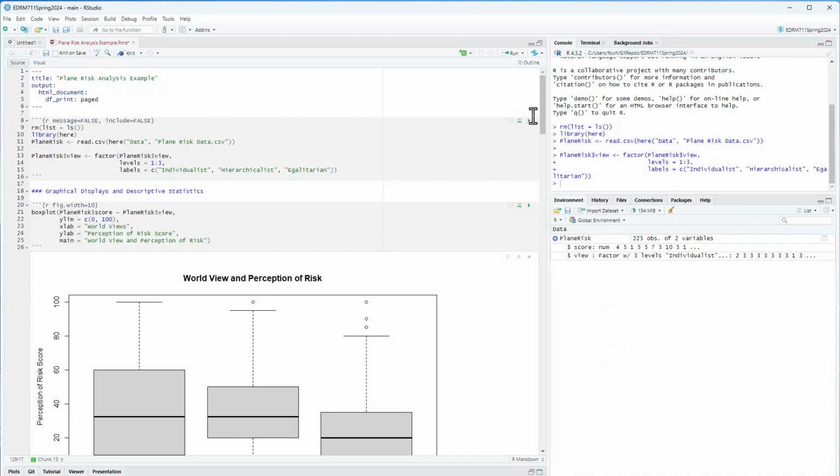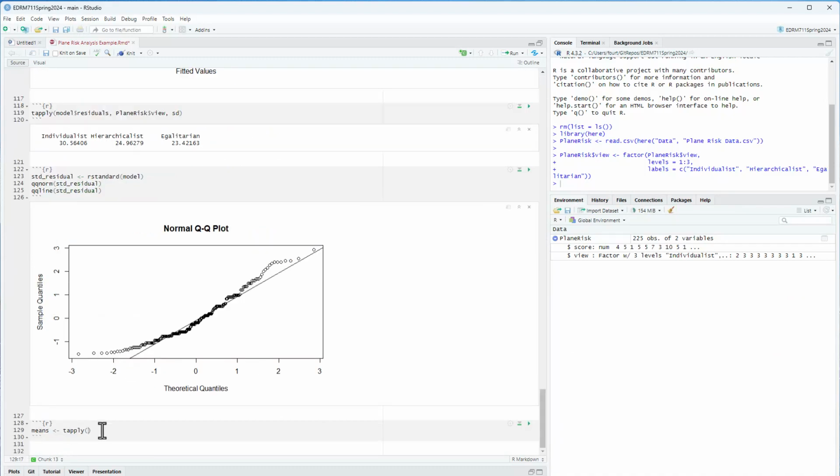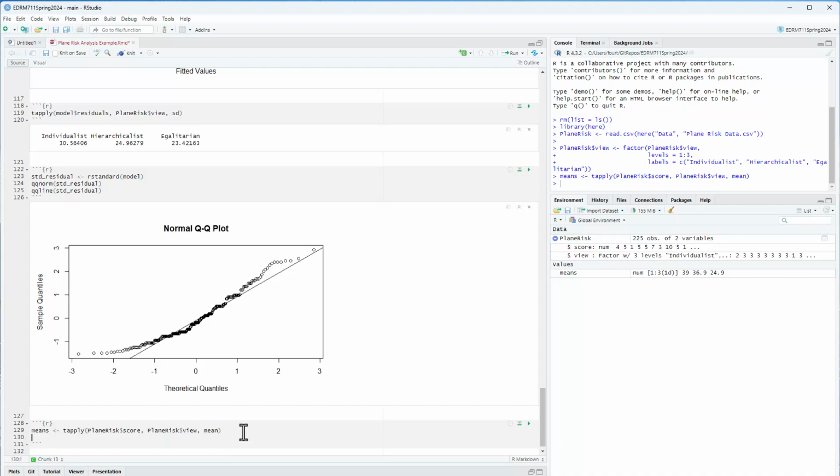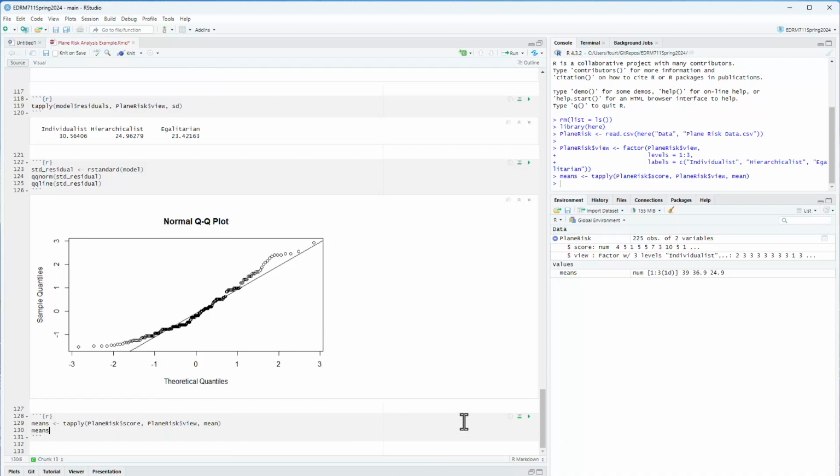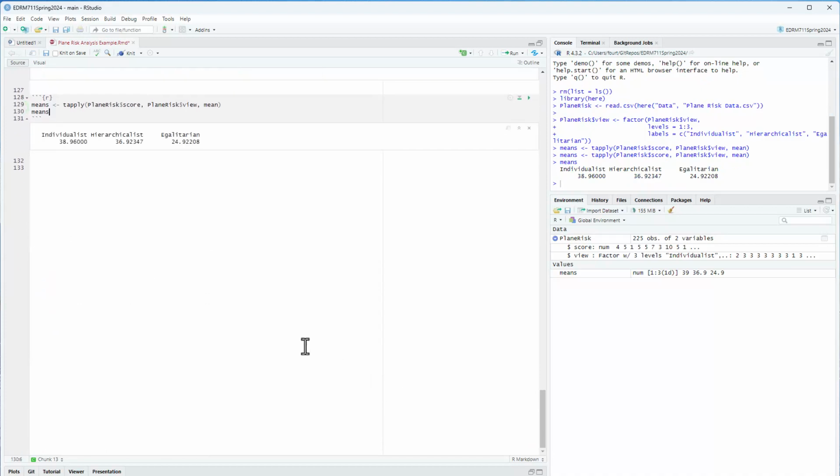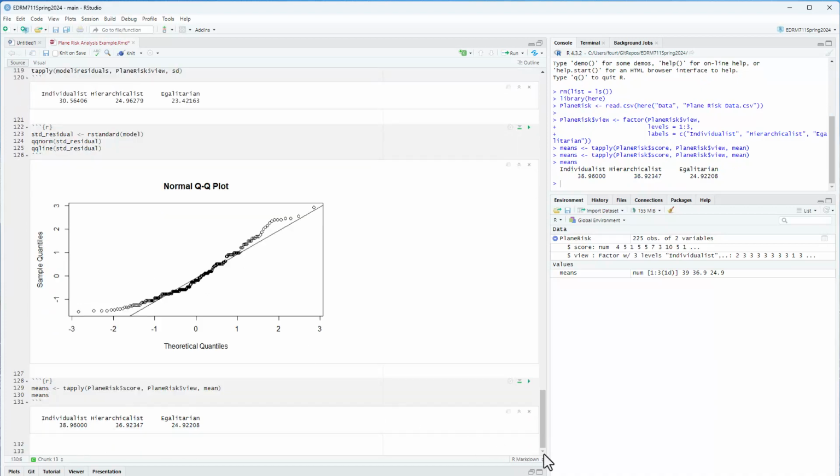There it is. So this is plain risk and we're wanting to look at the scores, we want to look at those separated out by view. And we want to look at the means. So I've gone ahead and loaded those in. Let me actually go ahead and print them out here in my little notebook. So there are the individual means.